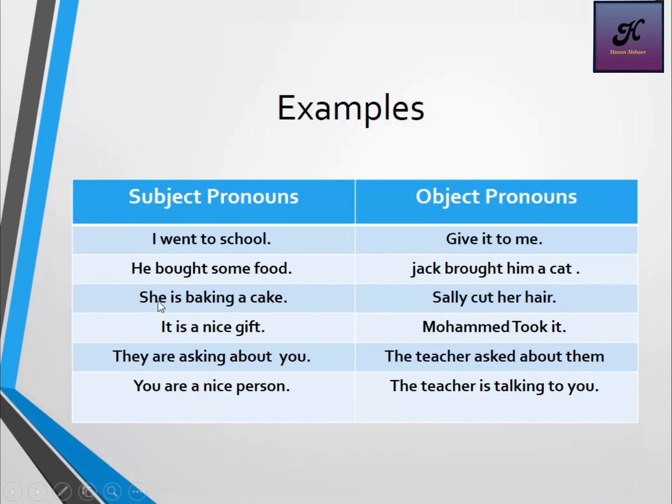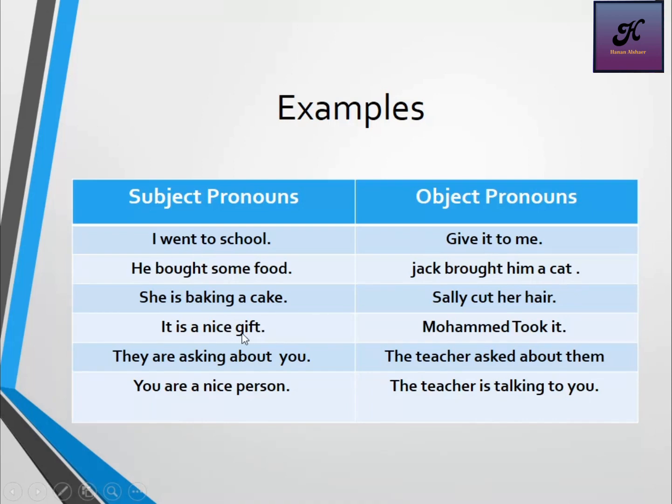Now, for she, what is it? Instead of a girl, that is singular. So I will say, she is baking a cake. Now, in the object, I will say, Sally cut her hair. Who's cutting her hair? It's Sally. So Sally here is the subject, and her here is the object pronoun.